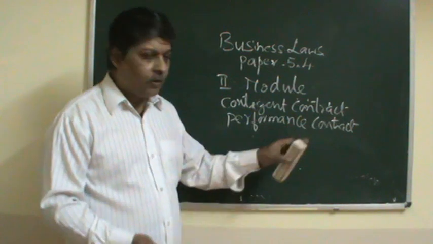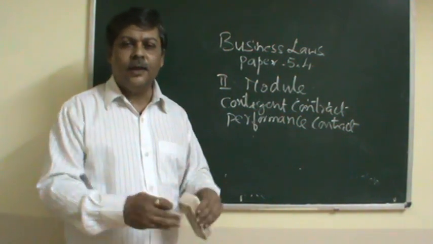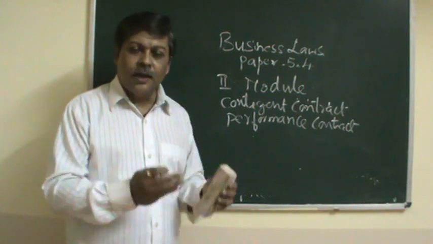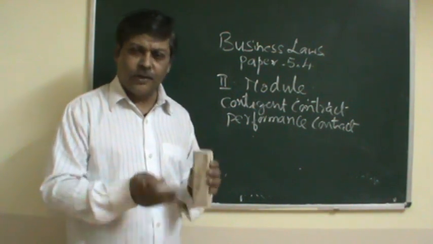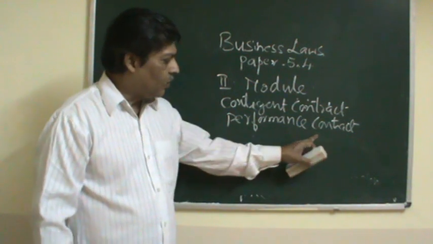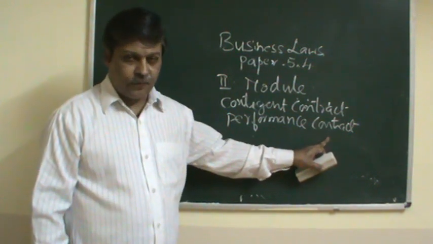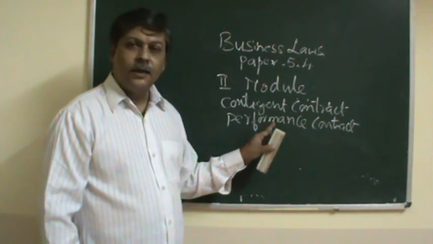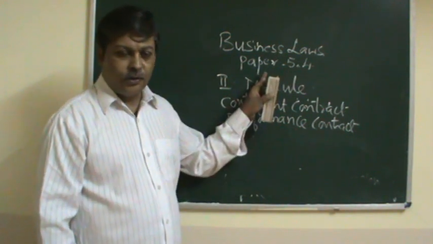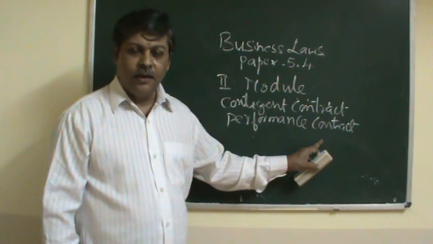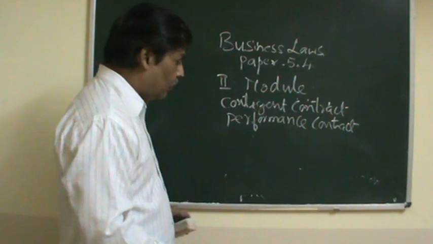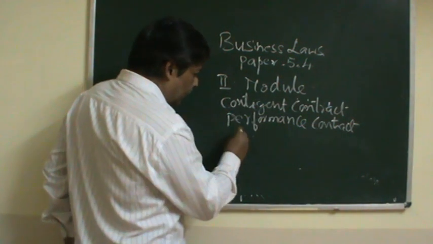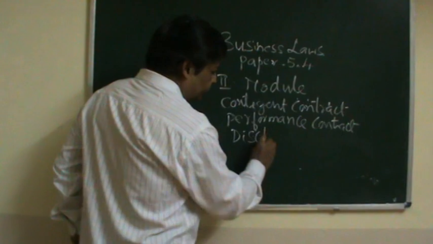Performance of the contract is nothing but fulfilling the terms and conditions or the obligations that have been imposed in the agreement. So that has to be fulfilled. That we call the performance of the contract. So this is what we are going to discuss, the second topic in module 2, the performance of the contract. Followed by this, we are going to take mainly the discharge of contract.